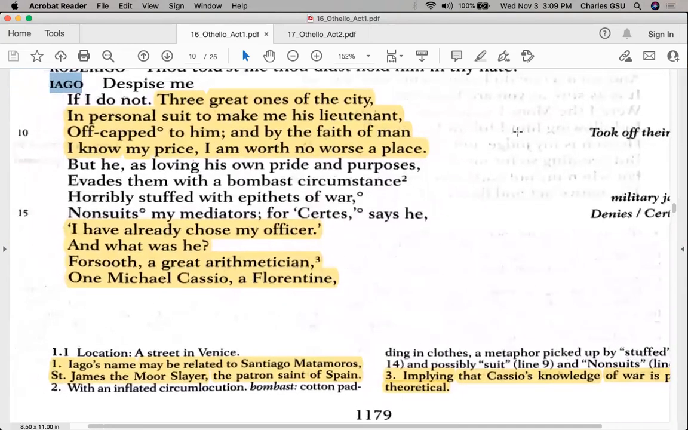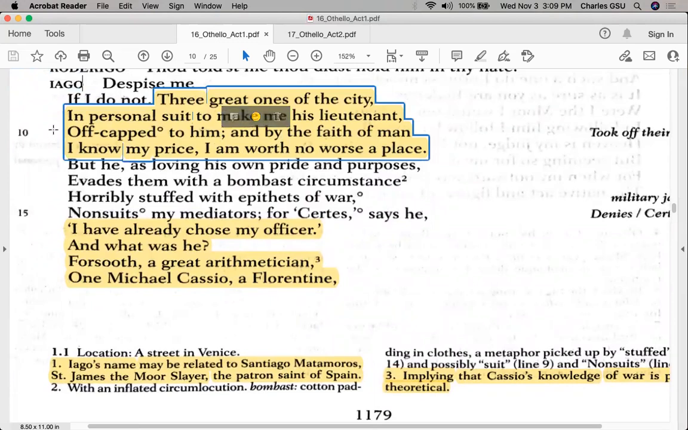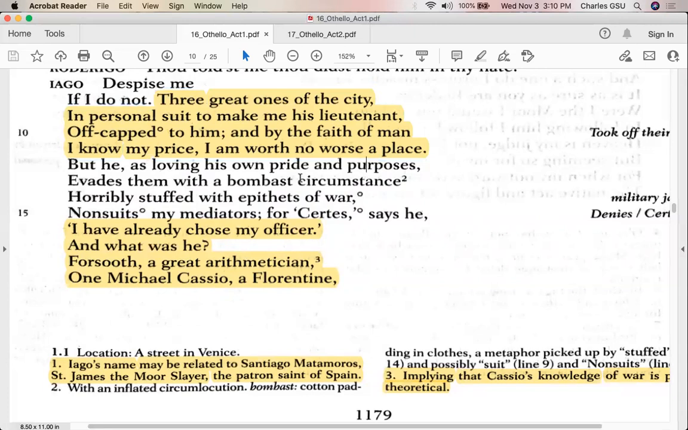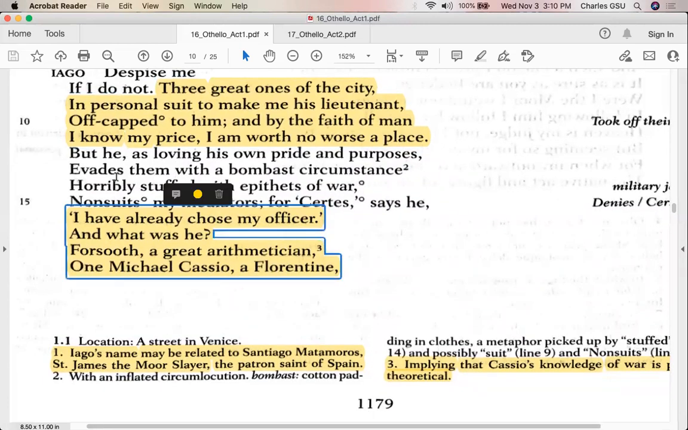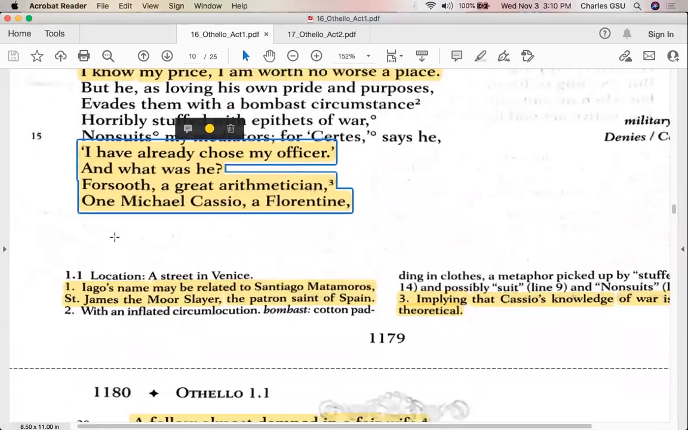So he's saying that these important politicians tried to show deference and favoritism to Othello by this kind of show of respect, by taking off your hat to Othello. And by the faith of man, I know my price. That is, he knows his worth in terms of a military man. I am worth no worse a place. We will see that is probably not true because he lies about things, including to people to their face. But this is what he says about Cassio.